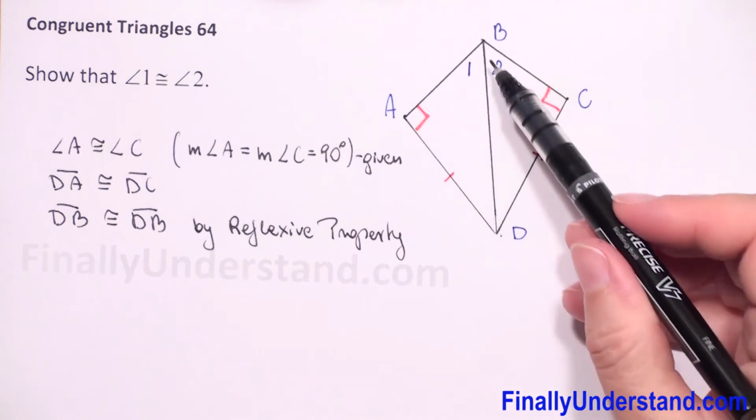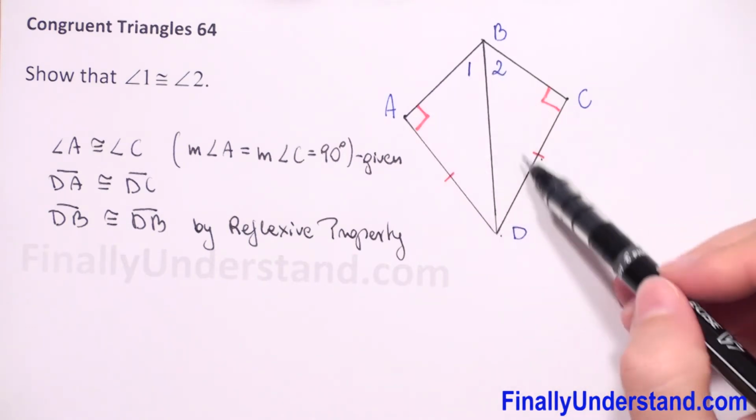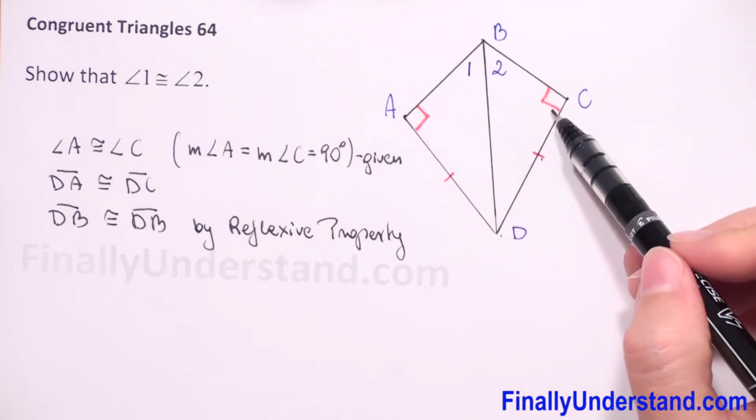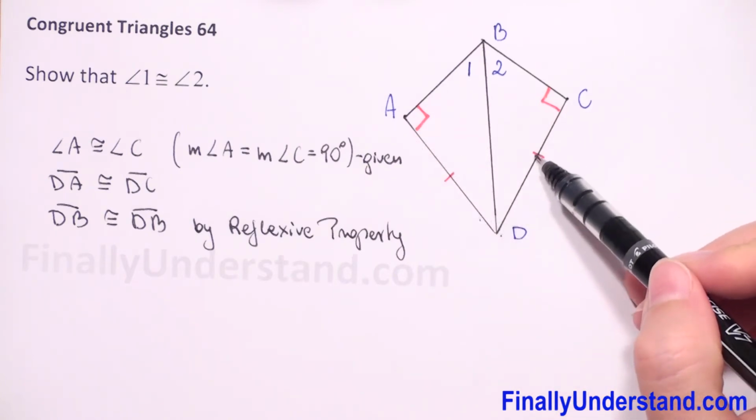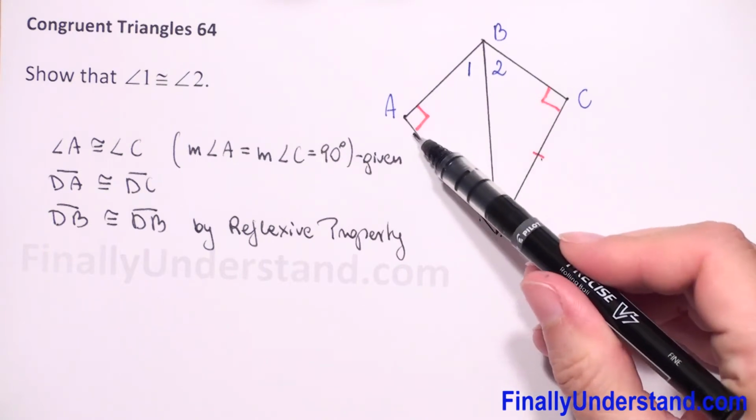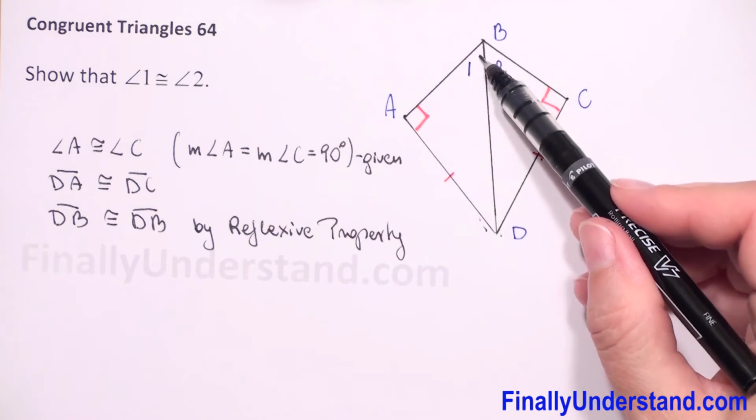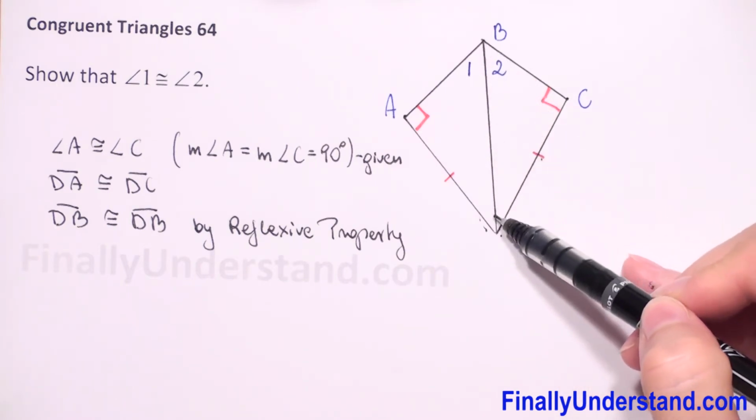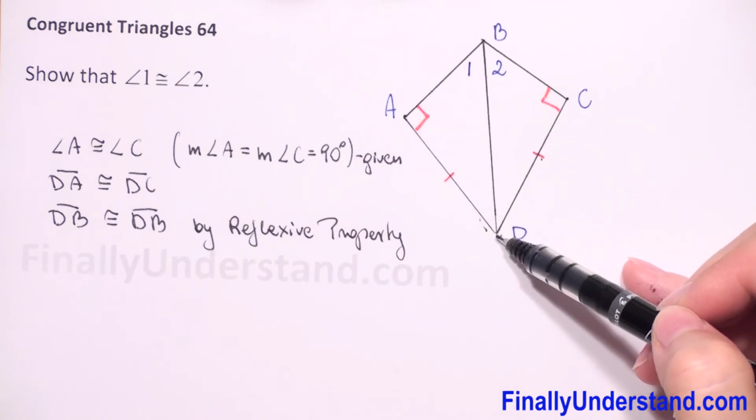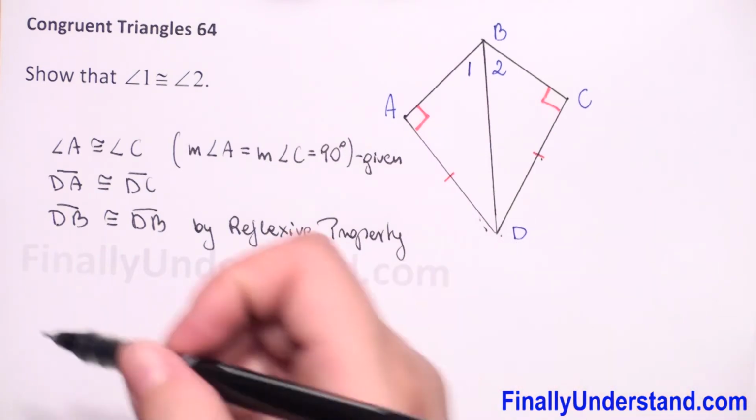So we have here two right triangles because we have right angles. We have given one leg, and these legs are congruent, and this is our hypotenuse. The hypotenuse is congruent too. So we can use the hypotenuse leg congruence theorem.